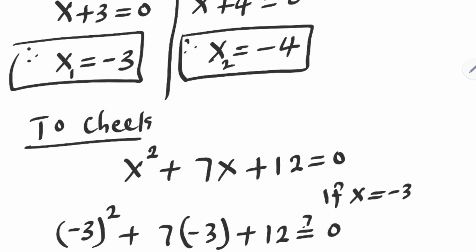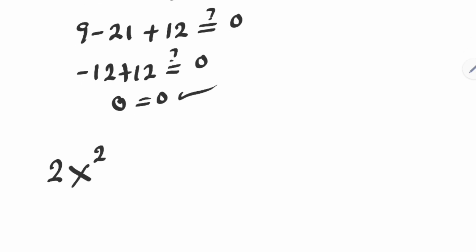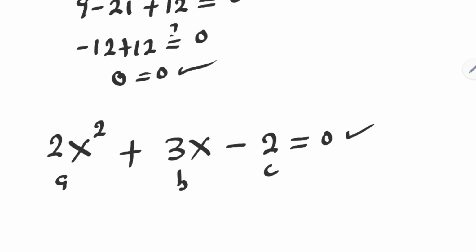Now, let us solve the problem that we have now. To solve our main equation, we have 2x squared plus 3x minus 2 is equal to 0. This is the main equation that we want to solve. This is A, B, and then C. The coefficient of x squared here is 2, then the coefficient of x is 3, and the constant is minus 2.